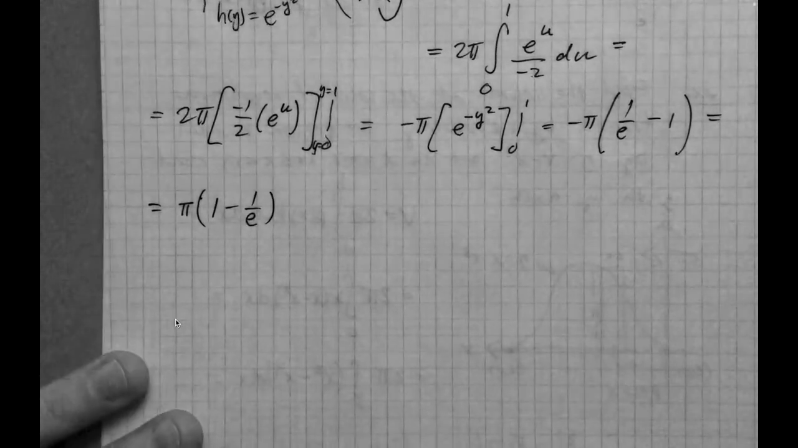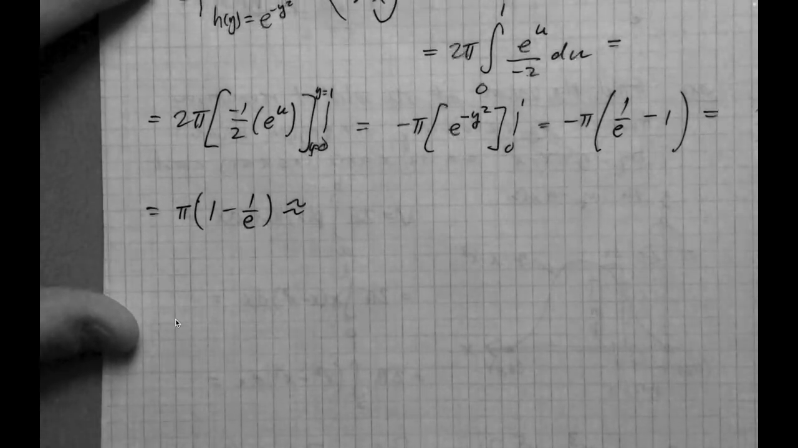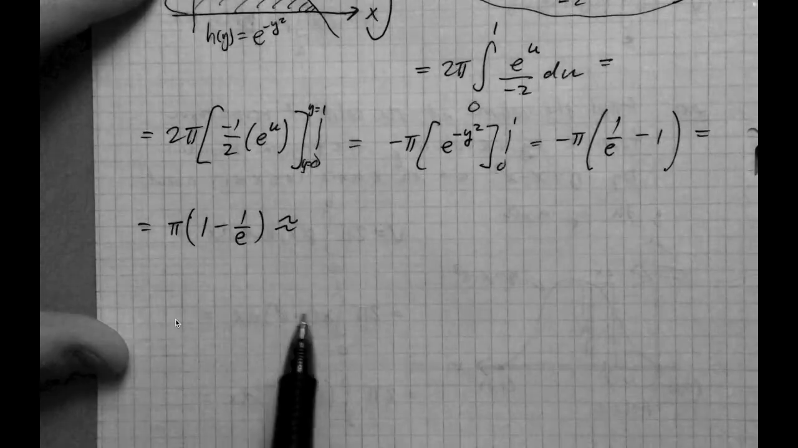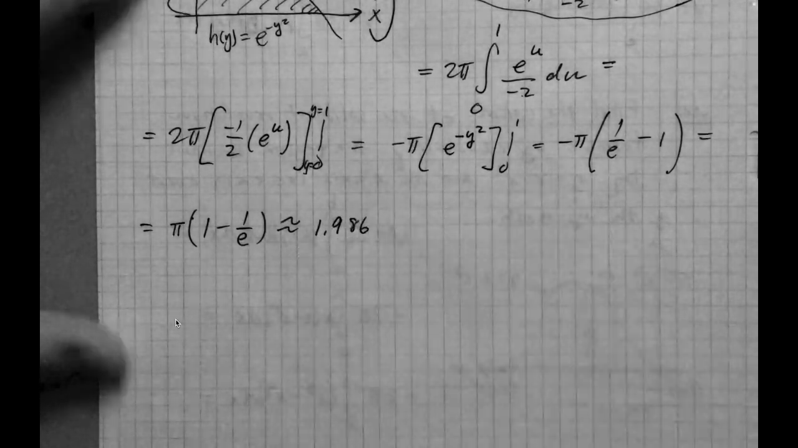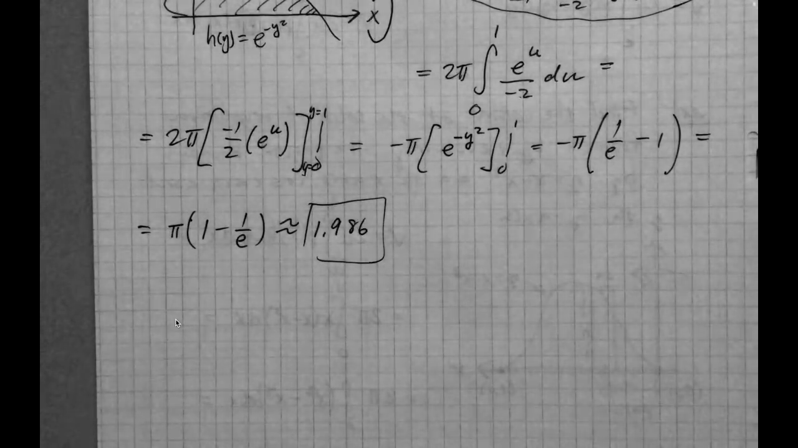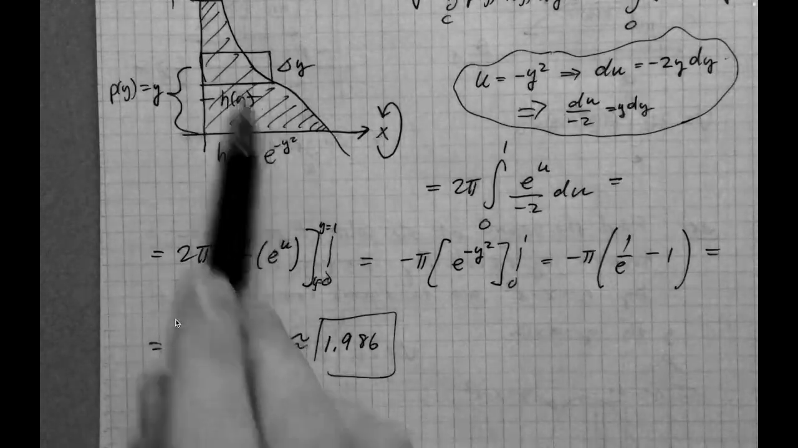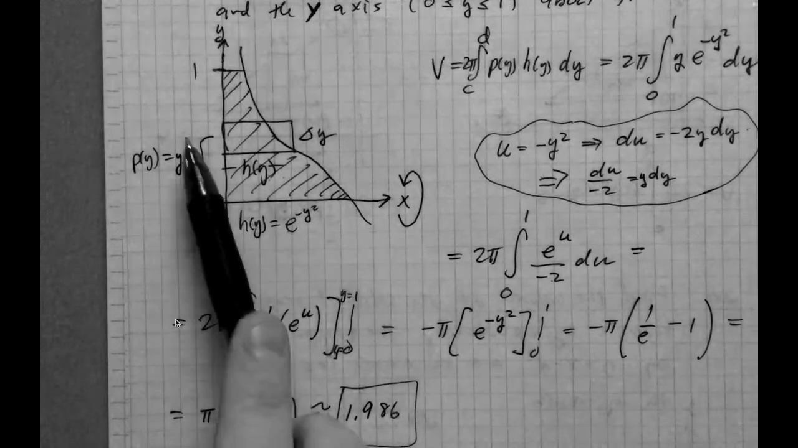Sorry about that. 1 minus 1 over e. And so, that's a hard number to visualize, so let's just plug it in, see what it's worth. So it's about 1.986. Okay. So that's the volume of this region if it's revolved around the x-axis.